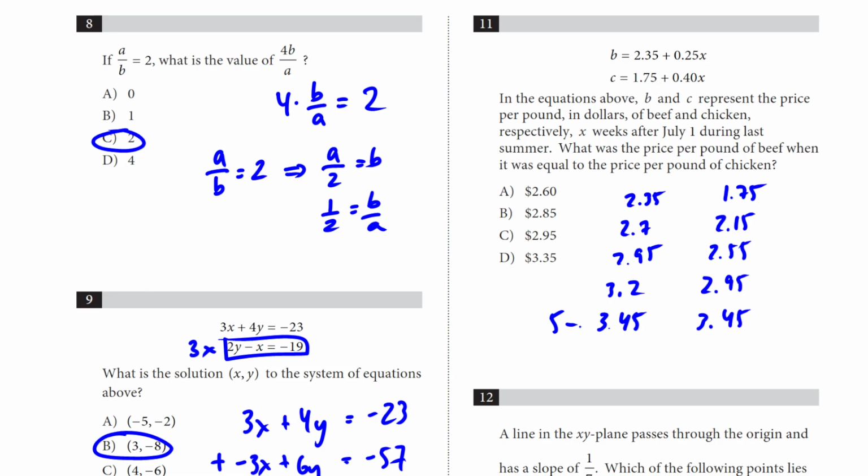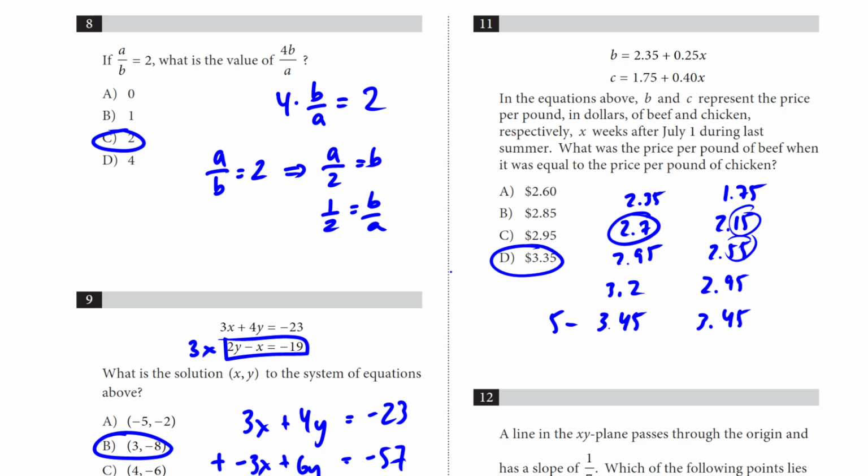What was the price per pound of beef when it was equal to the price per pound of chicken? Did I do some simple math wrong? I think I made a mistake here. I added 0.35, and I did the same thing here. It should be 3.35, but I don't want to retrace my steps because as a test taker, I'm lazy, so I'll trust my intuition.